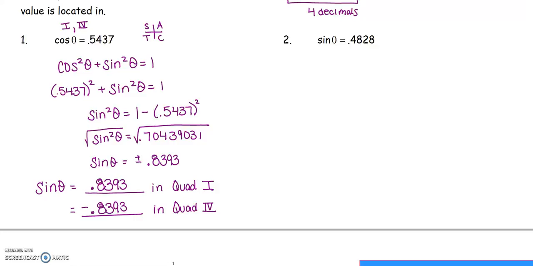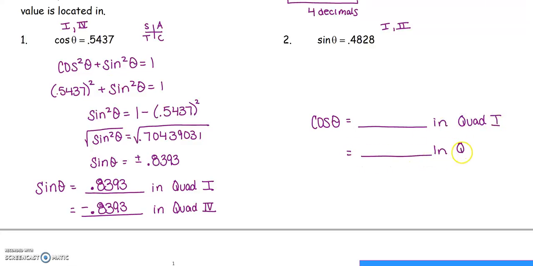All right, let's go ahead and try number 2. Number 2, we've got the sine of theta is equal to 0.4828. Well, if we take a look, the sine is positive in the first and the second quadrant, which means if I'm looking for the cosine of theta, it's going to equal something in quadrant 1, and it's going to equal something in quadrant 2.